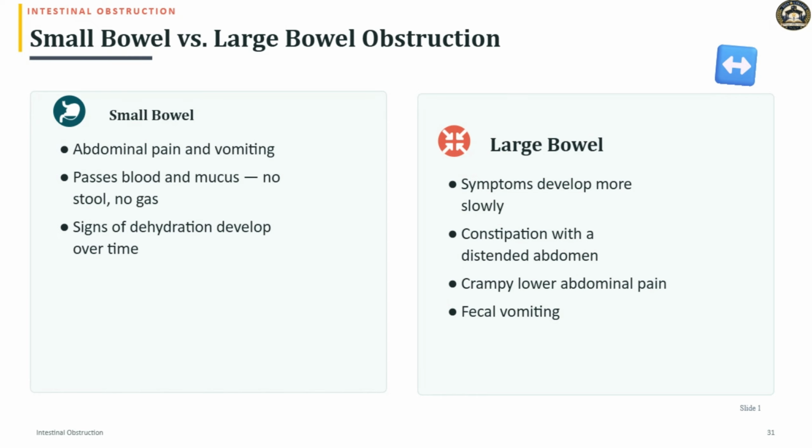In contrast, for a large bowel obstruction, symptoms generally develop more slowly. Patients will often present with constipation accompanied by a distended abdomen and crampy lower abdominal pain. Fecal vomiting can also occur in severe cases.